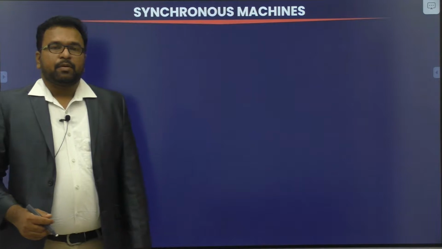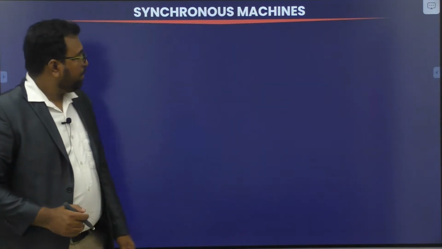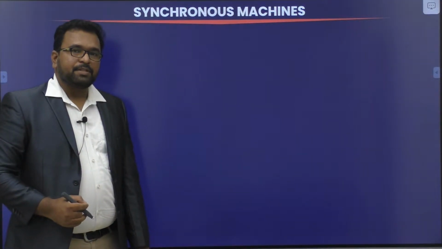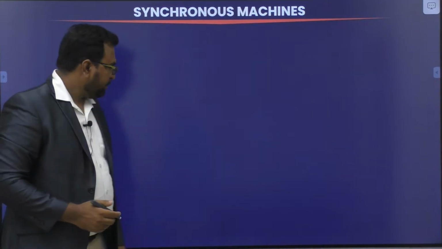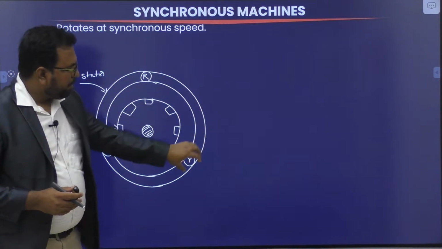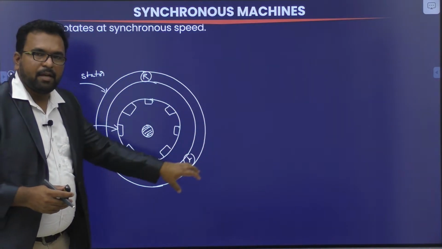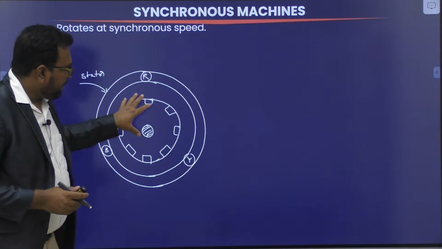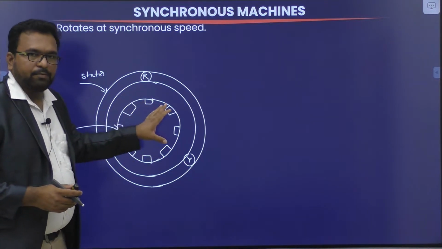Now let us discuss synchronous machines. What is the difference between a synchronous machine and an induction machine? In an induction motor, the field winding is provided in the stator and the armature winding is provided in the rotor.